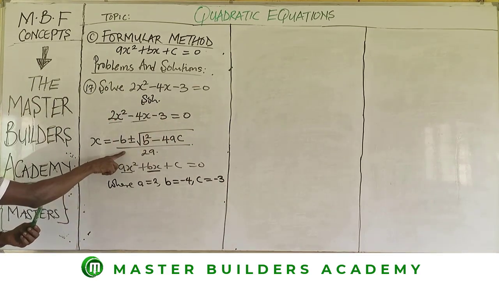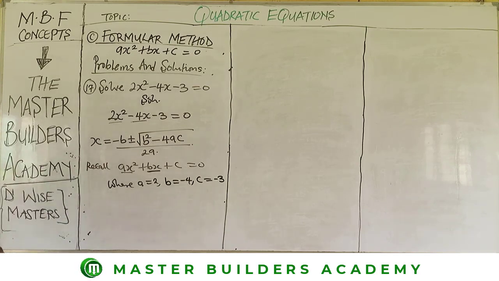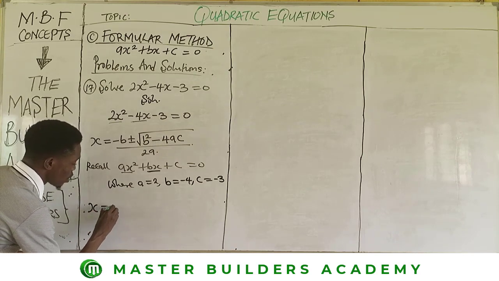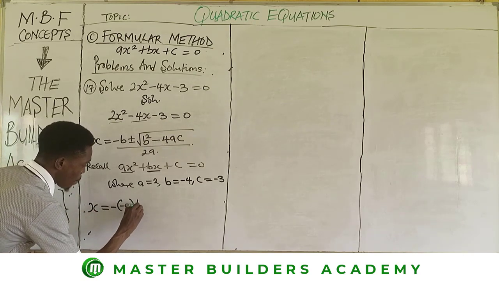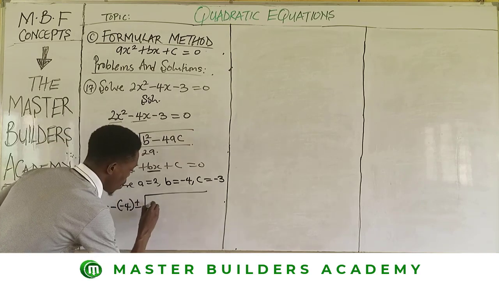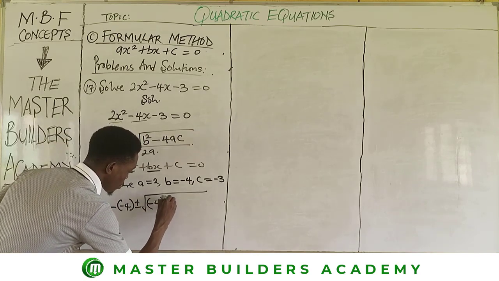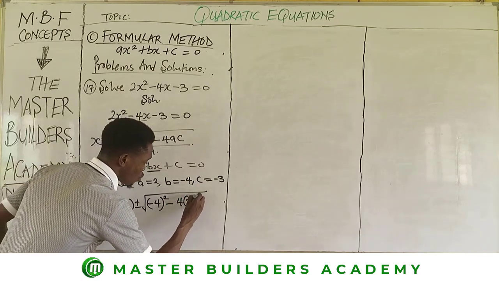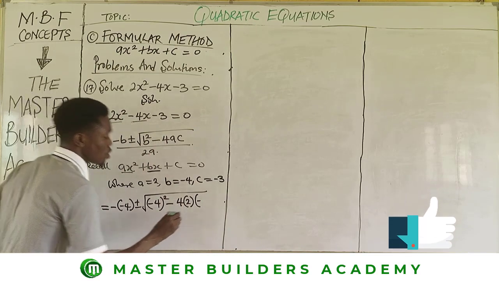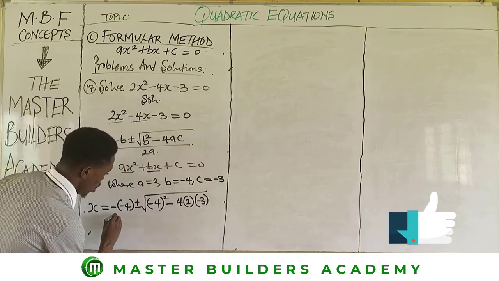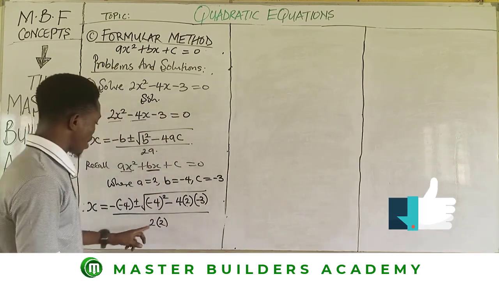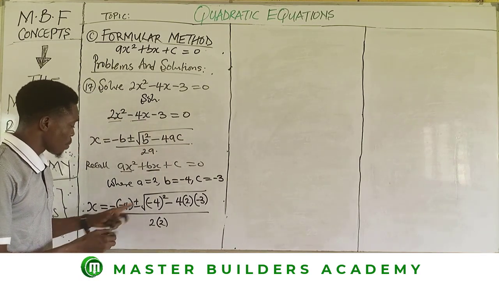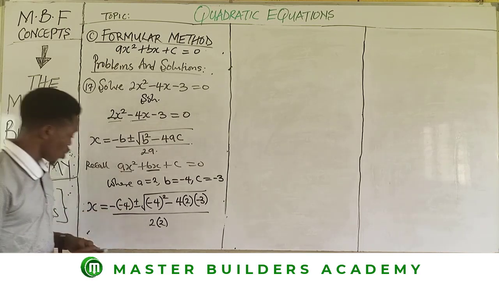The next thing we quickly do is to come here and substitute our values into this equation. And hence we will have this as x is equal to minus 4 plus or minus the square root of minus 4 squared minus 4ac. Now guys, the value of a is 2 and the value of c is minus 3, all over 2a. Now that we have gotten this, the next thing we are quickly going to do is to simplify this. Now how do we simplify this? Now minus 4 times minus 4 would have given us plus 4.